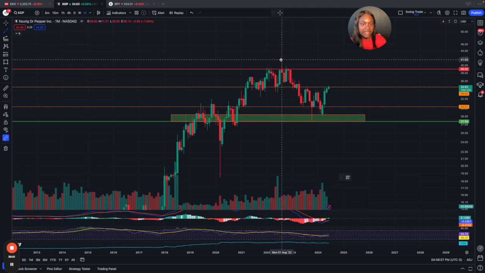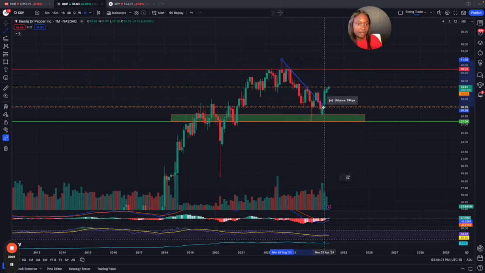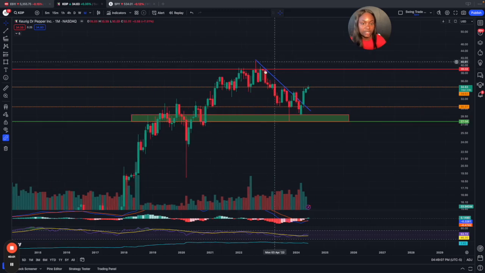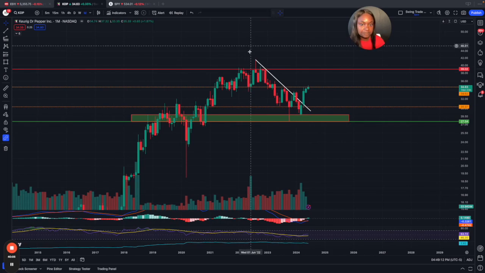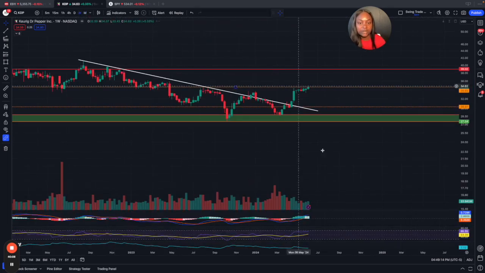So I'm going to look at this resistance trend line here. Highs. Because we want the most touches on this trend line, right? This is my primary. We're going to turn it white. And I'm going to go down to the weekly so I can show y'all.